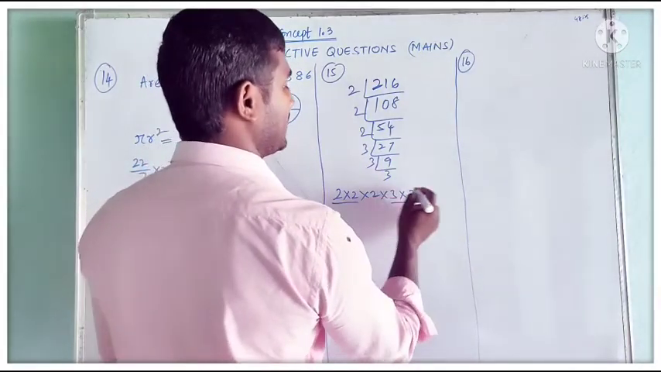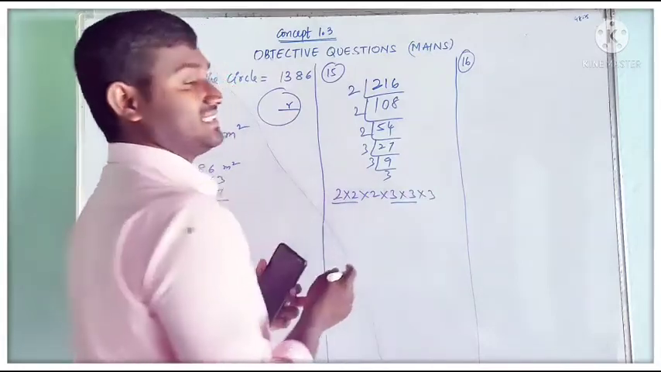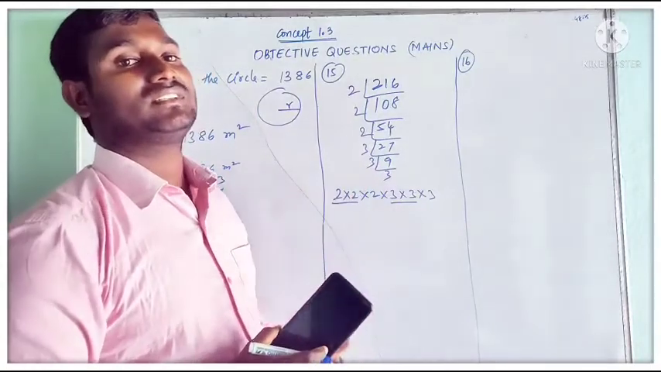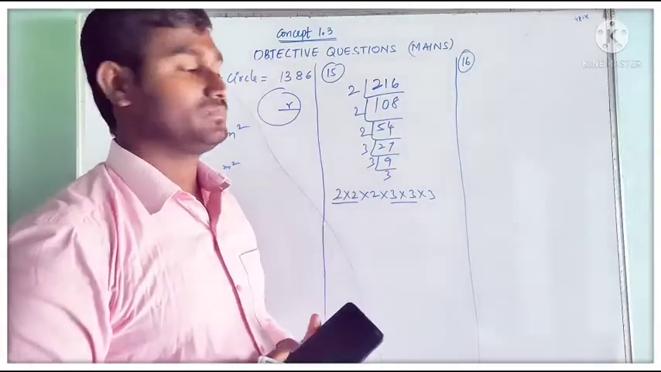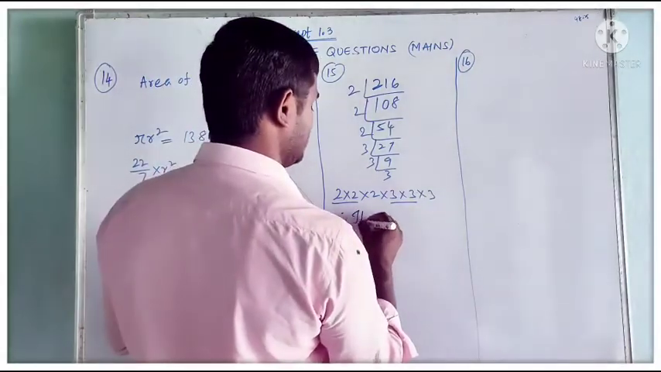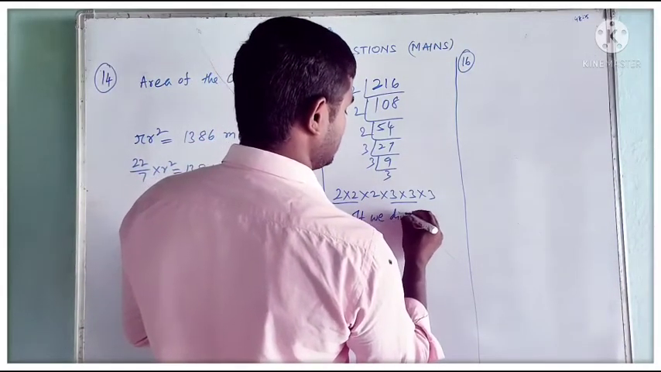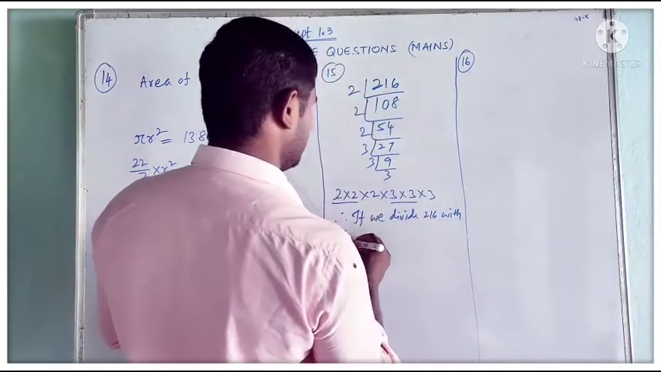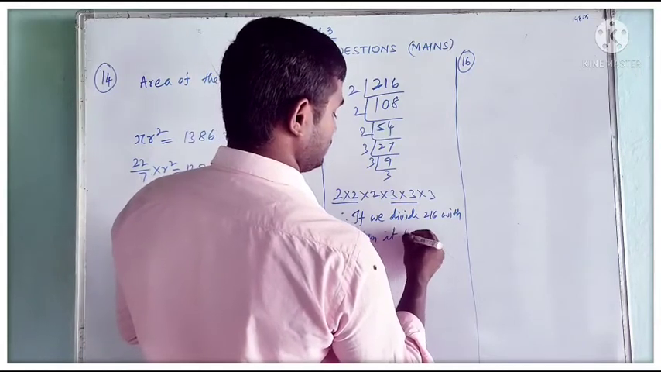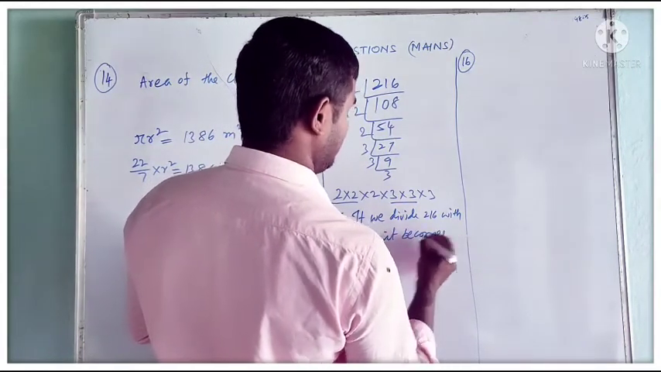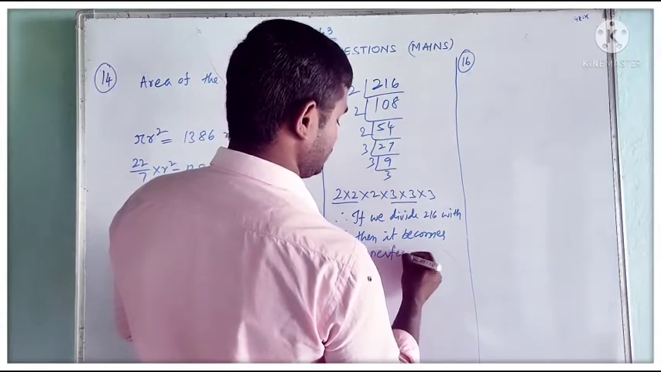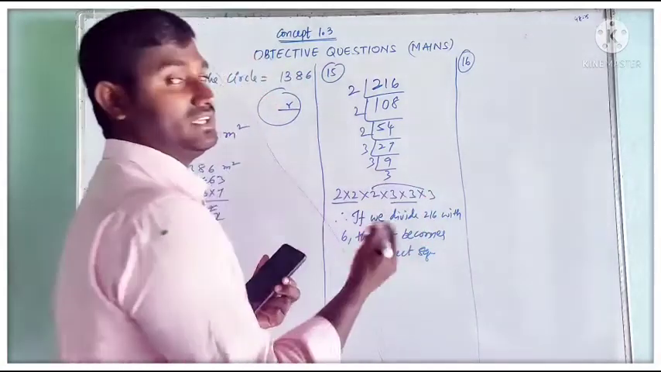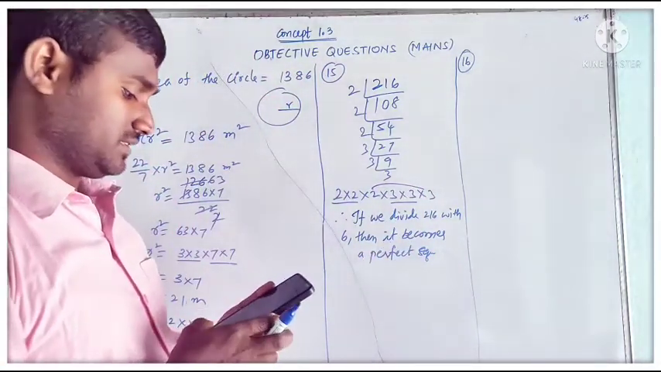So the product of the unpaired numbers is how much? 2 into 3, 6. If 216 is divided by 6, then the number obtained is a perfect square. Therefore, if you divide 216 by 6, then it becomes a perfect square. Here, because we have one unpaired number, we can multiply and do the terms.